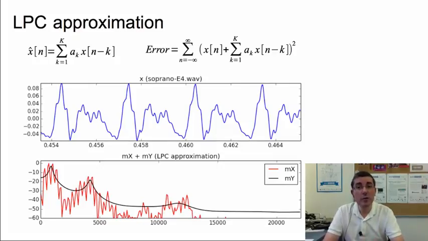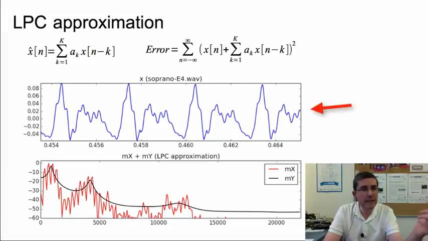A common approach for obtaining a filter that approximates the spectral characteristics of a sound is to use linear predictive coding. With LPC, with linear predictive coding, we can obtain a set of filter coefficients, a sub k, and the frequency response of the resulting filter approximates the spectrum of the input sound. So here we see a signal x, and the idea is that the approximation of this signal is defined according to this LPC model as the linear combination of past samples.